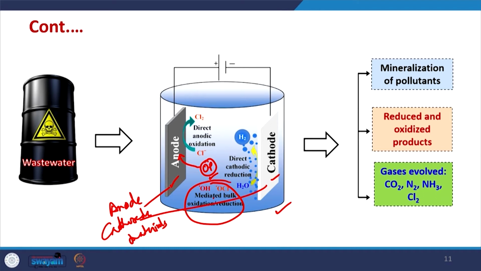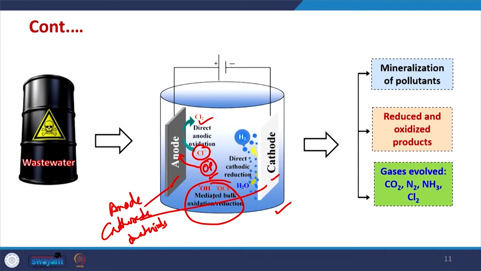Also, depending upon the pH and other conditions, if chloride ion is present in the water, it will produce chlorine, and depending upon pH this may produce hypochlorite and other species. That hypochlorite will further degrade the pollutant. This is another mechanism, and similarly water will also get converted into H2, and that H2 may go out. Now, these gases which are getting generated may carry some of the pollutant to the top of the surface.